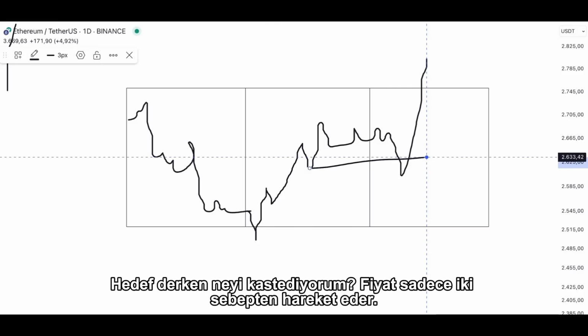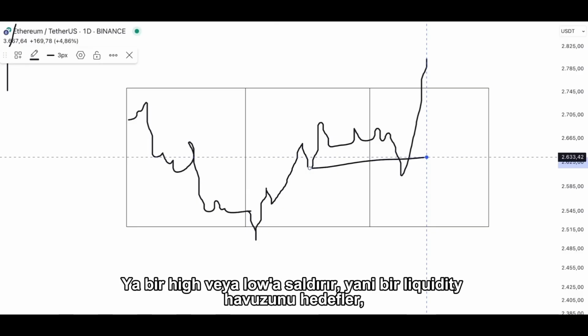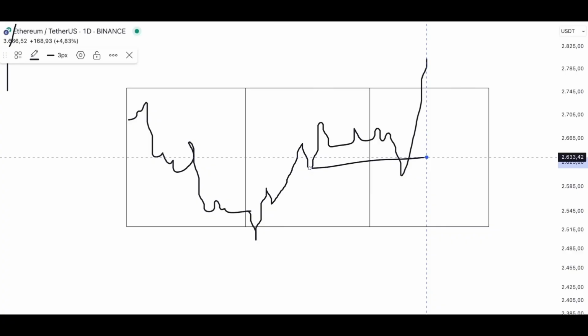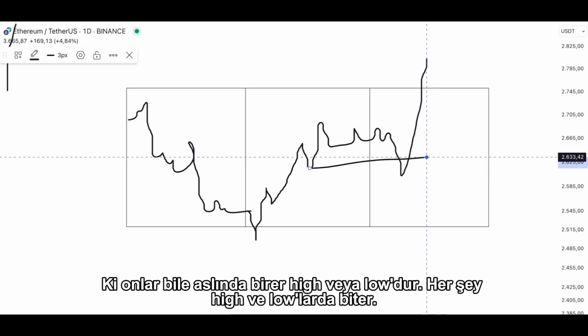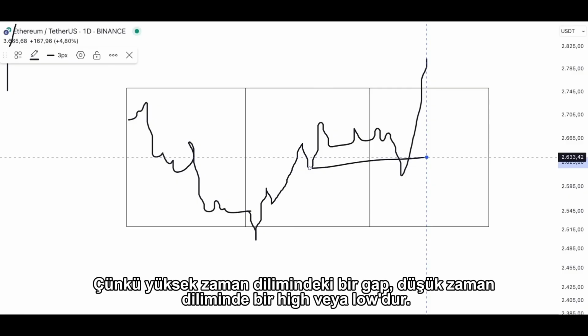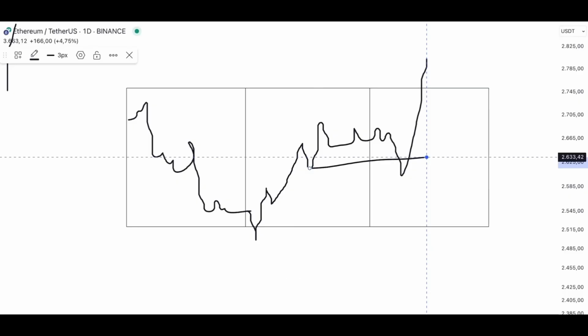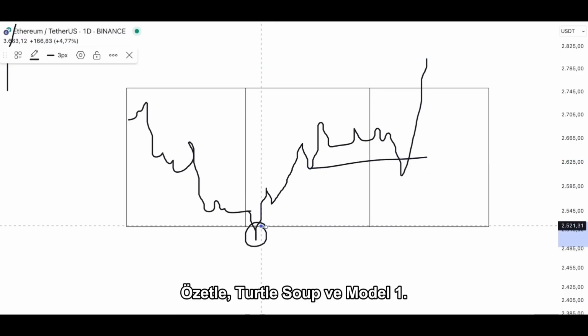And when I say target, I mean the only 2 targets we have in price, right? Because price moves for 2 reasons only: to either attack a high or a low, or a liquidity pool, right? So to go and target a liquidity pool, or to rebalance an imbalance, to fill a gap, basically. And even that is a high or low, right? So it's all in the highs and lows, because a higher time frame gap is a lower time frame high or low, right? So turtle soup, model number 1.